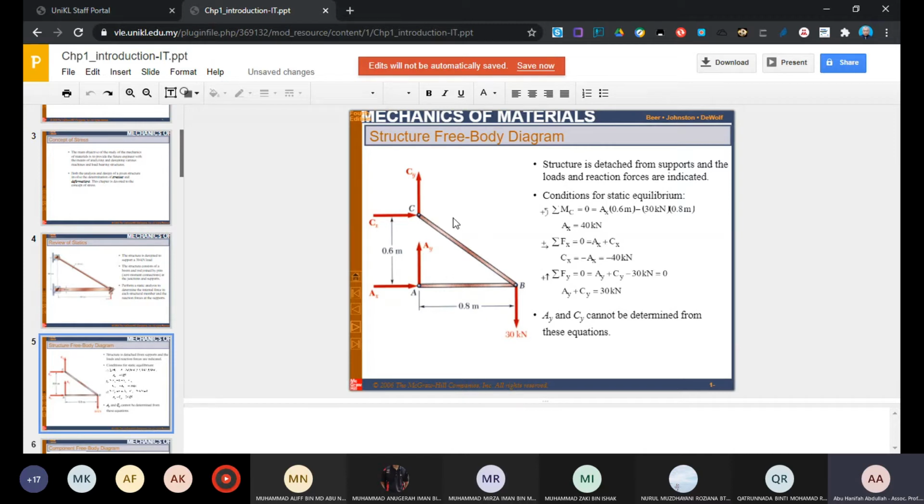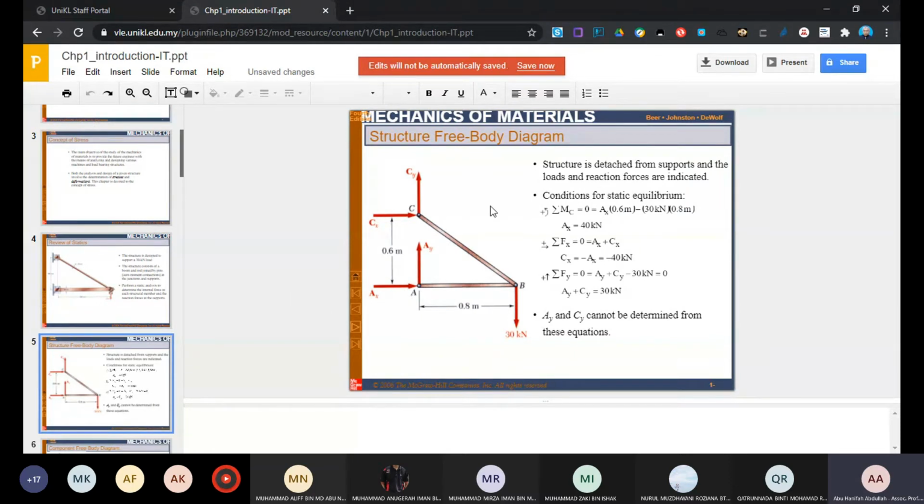So what will be the moment there? The moment will be Ax times 0.6. Ax is the force Ax here, times 0.6 meter, the distance between C and the force. The moment is the force times the distance. So the moment at C is this force acting and reacting about C. It's a rotation here, with a distance of 0.6 m. So Ax times 0.6 m.